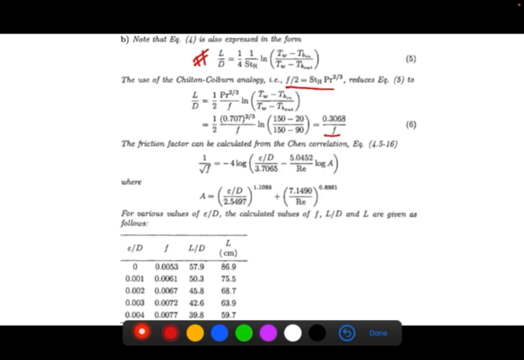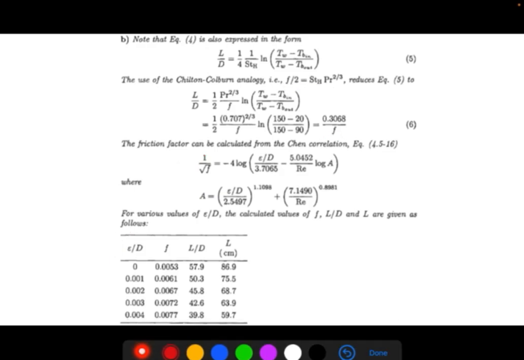Now earlier we used these two equations for turbulent flow in momentum transfer. Similarly, we can use this in heat transfer too. We have the value of f from Reynolds number and epsilon by D, and also the L by D ratio. So we simulate all the values and get this table. These are the various values of epsilon by D, f, L by D and L at given instances.